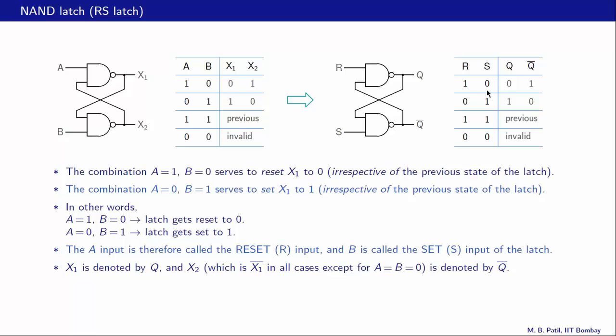When R is 1, S is 0, Q is 0, and it is easy to remember this. R equal to 1 means something is getting reset, and that something is the latch output Q. So Q is becoming 0. S equal to 1 means something is getting set, and Q is getting set to 1 over here. When R and S are both 1, as we saw in the last slide, nothing really changes, and the previous state Q as well as Q bar continues to hold. And the last entry, as we have seen, is invalid, and later we will explain why this entry is considered invalid.